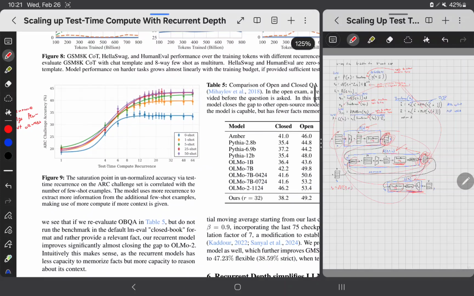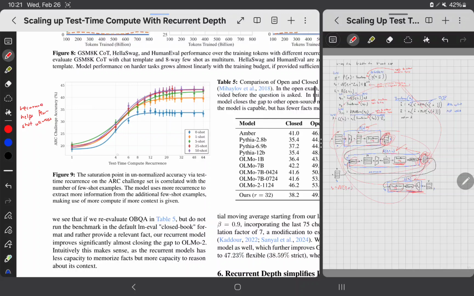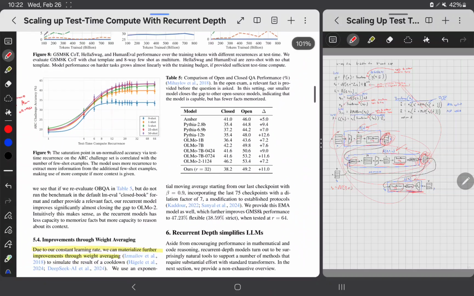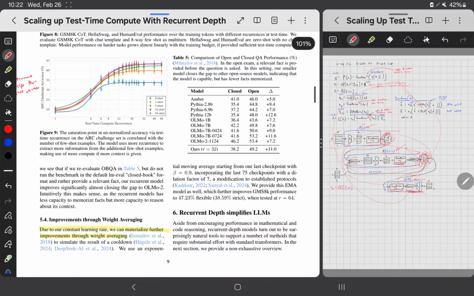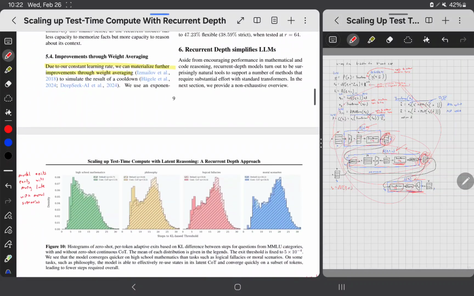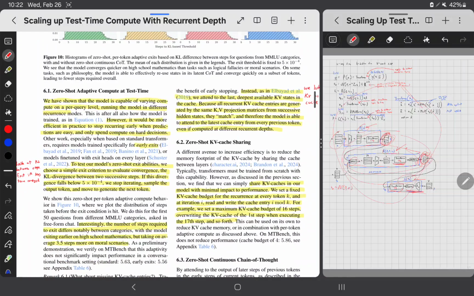And they also show that recurrence helps for few shots. If you have low recurrence, it's fine. But if you increase recurrence, it helps with this few shot learning. So also interesting results. Now we can finally get to how they actually utilize this test time compute ability that they have.